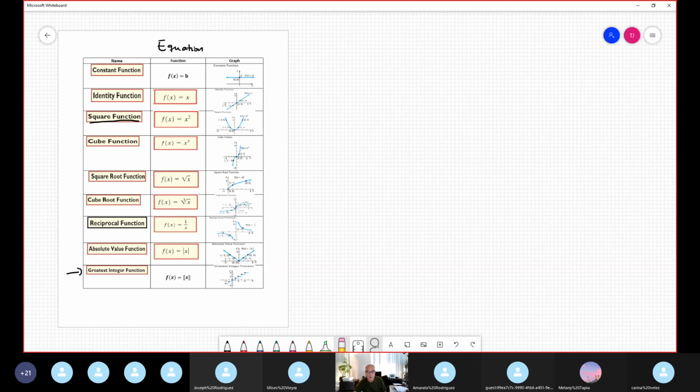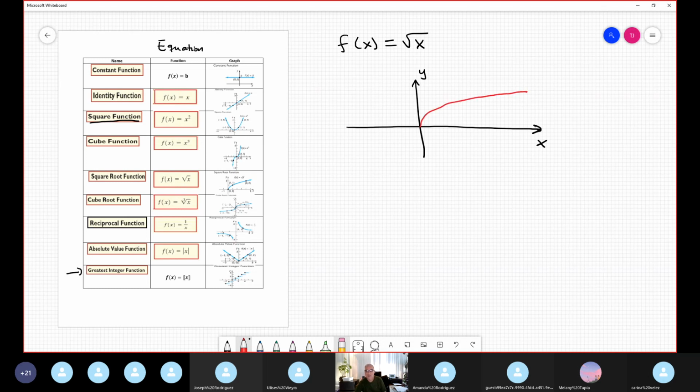Next one. What is the next one? Oh, the next one is a square root function. Oh, this is important. f of x is the square root of x. Does the square root of x, the graph look like that? x, y. The graph looks approximately like that. Well, professor, but I don't understand, we have no negative part, no.